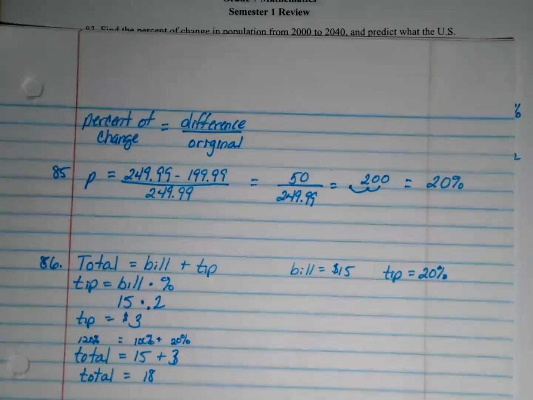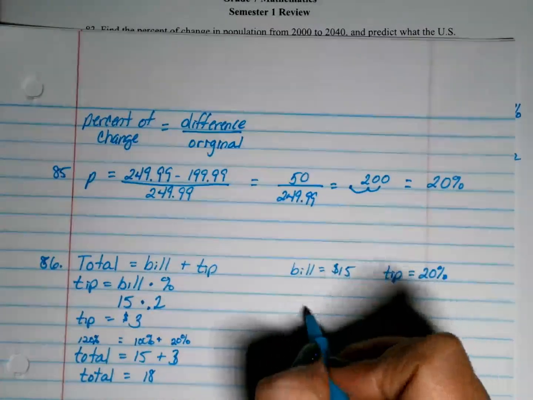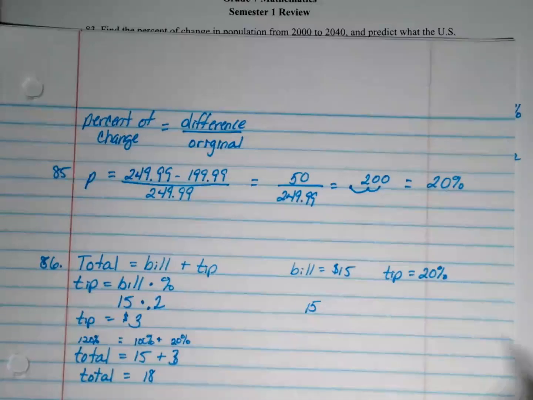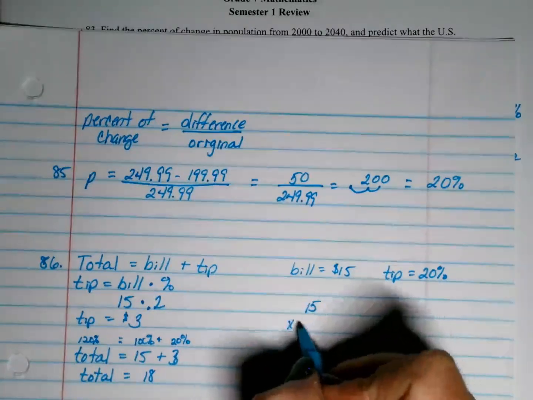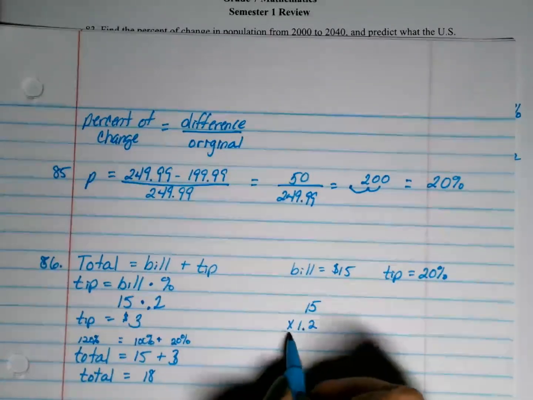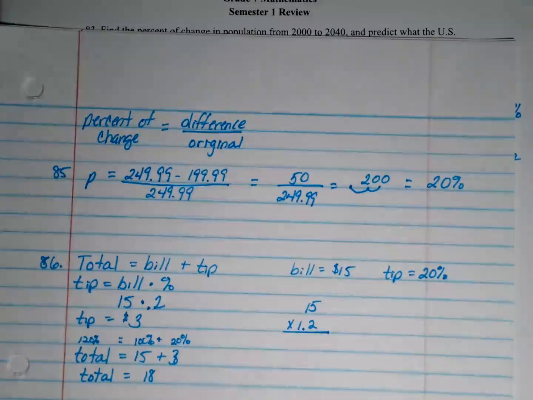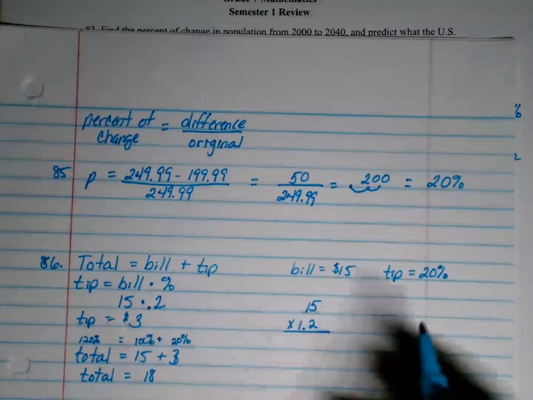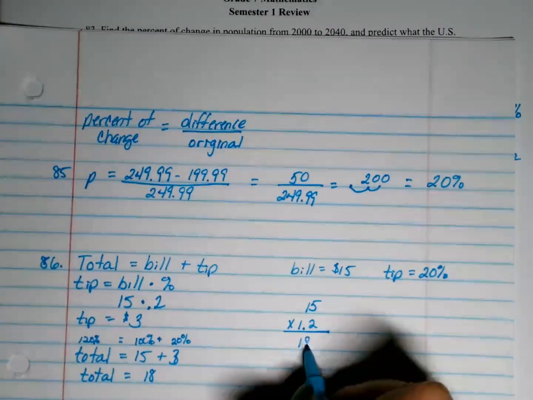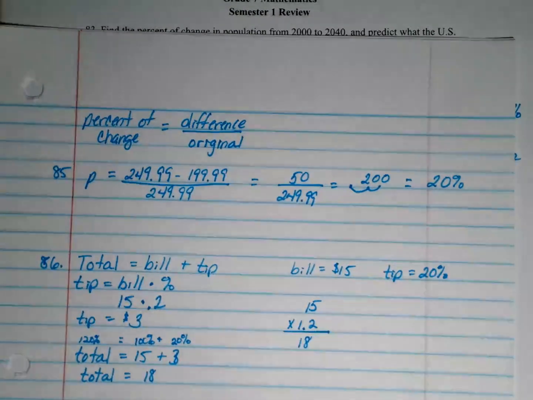1.2. So I can take his bill, which was $15, and if I multiply it times 120%, plug that into your calculator. Tell me what you get. Don't say it. 15 times 1.2. It's 18.